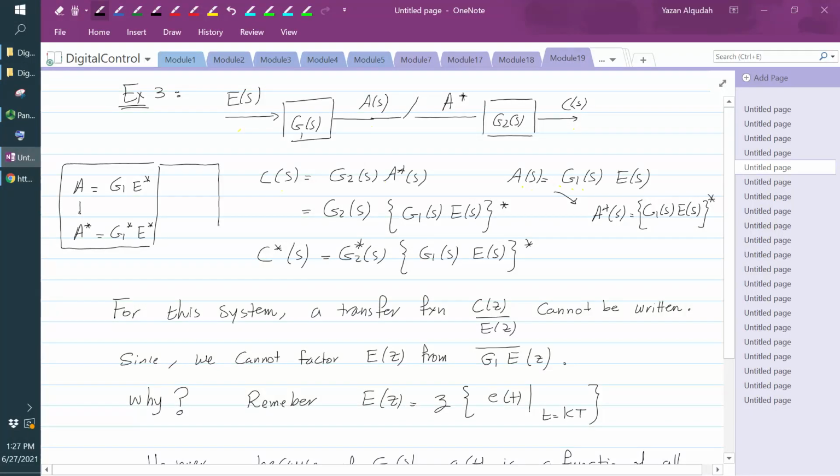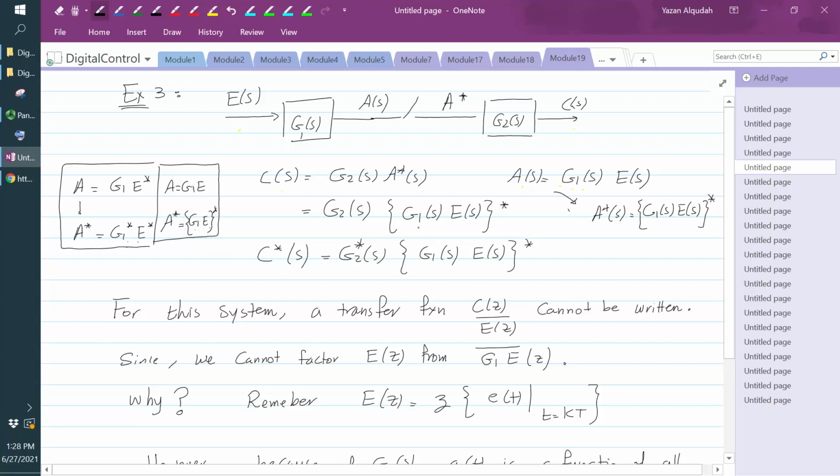Now, if I have A just equal to G1 multiplied by E, when I take A star, it is going to equal G1 multiplied by E, and after I multiply them, I take the star. I cannot separate the G1 and E. I can only separate them, like I did here, if one of them has a star on it. Okay, so coming back here, I have G2 multiplied by A star.